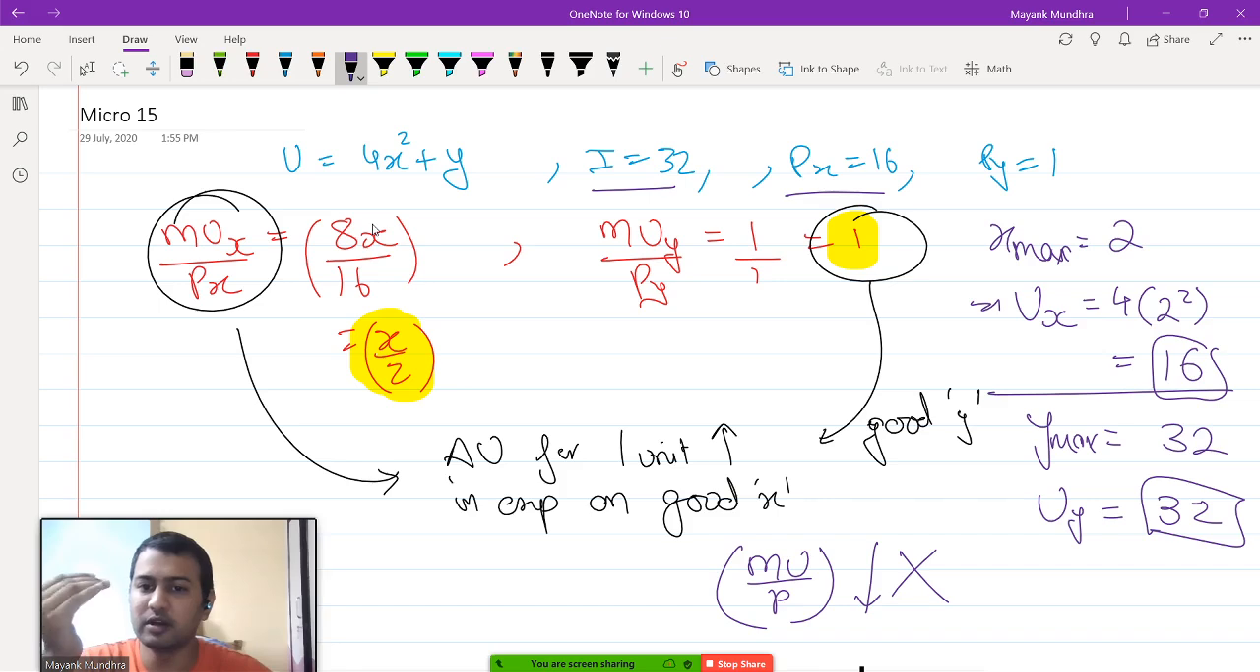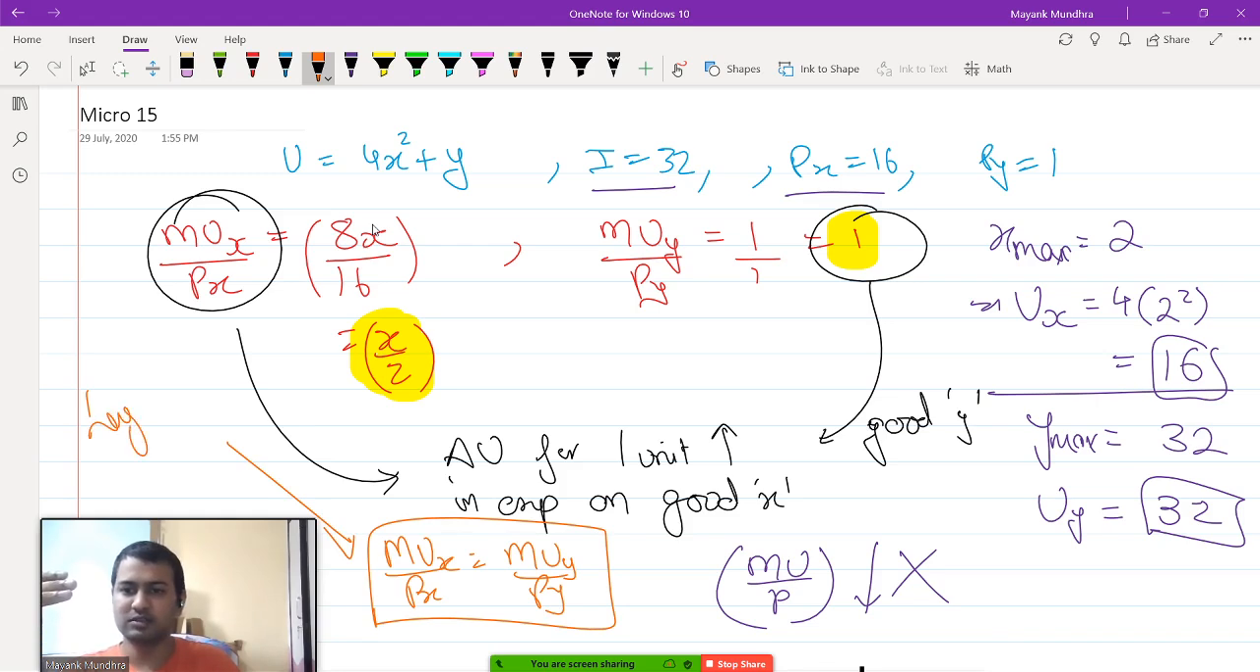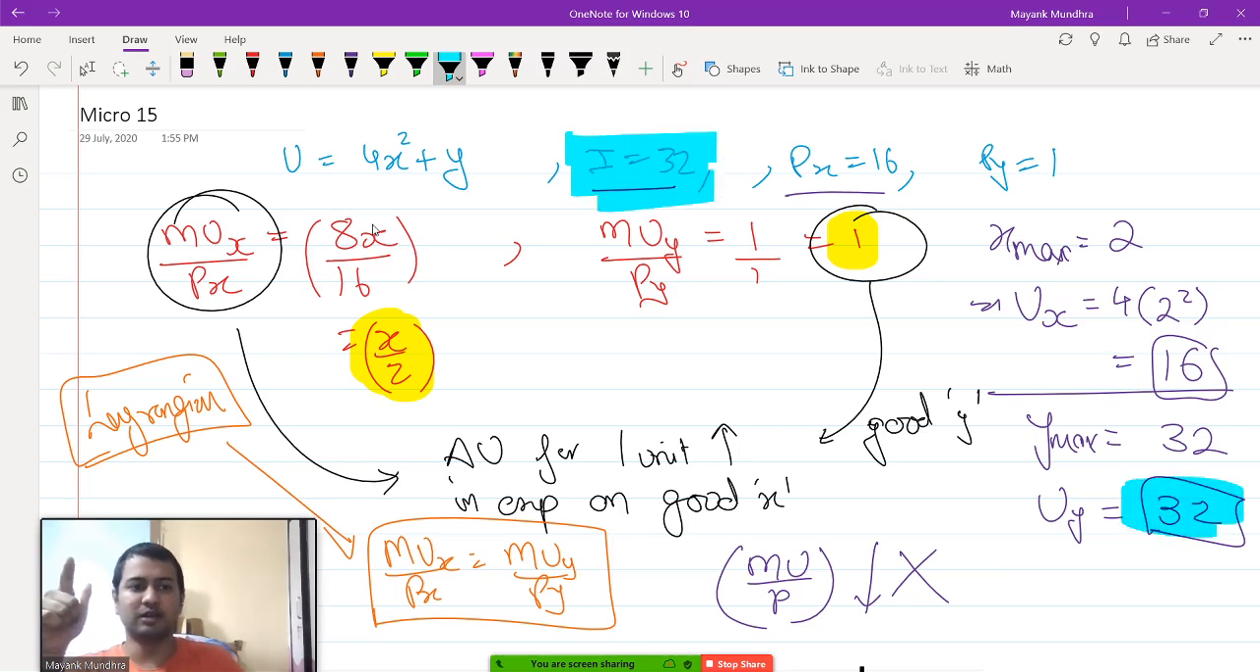When marginal utility upon price is decreasing, you will go for the solution where marginal utility of x upon px equals marginal utility of y upon py. This is in fact the result of the Lagrangian. When we used to solve the Lagrangian, one of the equations used to give me this. But the Lagrangian solution can exist only when marginal utility upon price is decreasing. So this is very important, try to remember this. In this situation, when income is 32, he gets a better deal by consuming just good Y. So that's what he is going to do. He is going to just consume good Y.